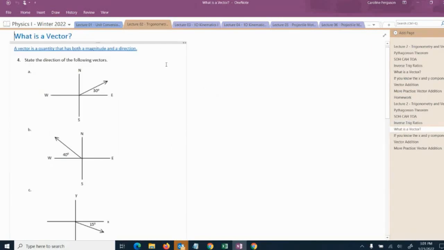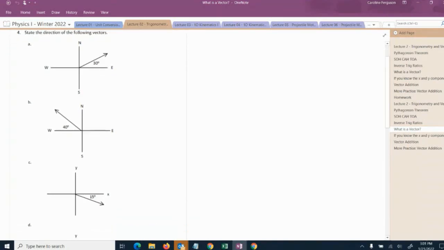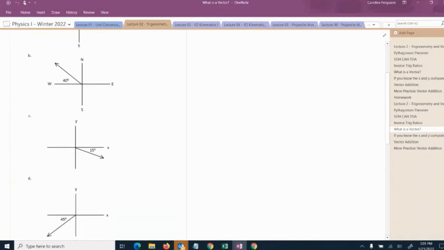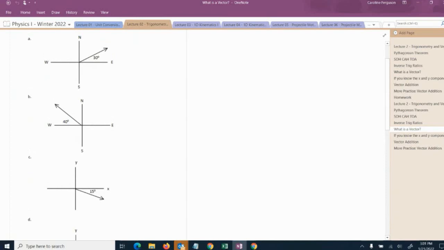Okay, so state the direction of the following vector. Okay, so now we need to start stating directions. And you'll notice A and B have east, west, like northeast, southwest coordinates. And C and D have X and Y axes. So the way we state these directions are going to be different, whether they have northeast, southwest coordinate system or X and Y coordinates.